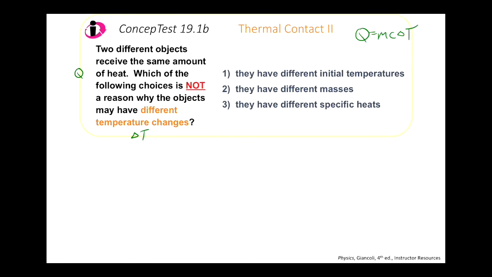Okay, looks good. So let's see. Different masses will affect things. Different specific heats will affect things. Different initial or starting temperatures isn't going to matter. You're still going to get the same amount of delta T no matter what temperature you start at, assuming we're not talking about ridiculous temperatures.